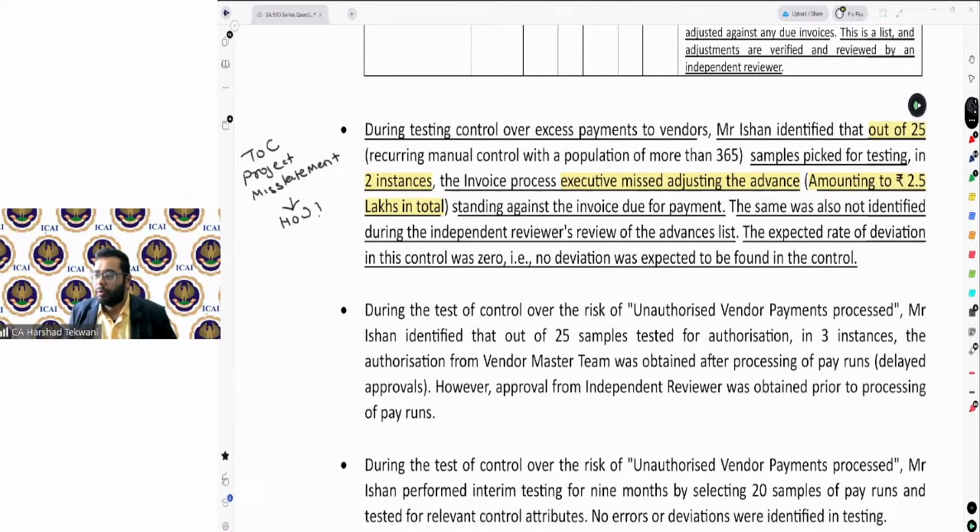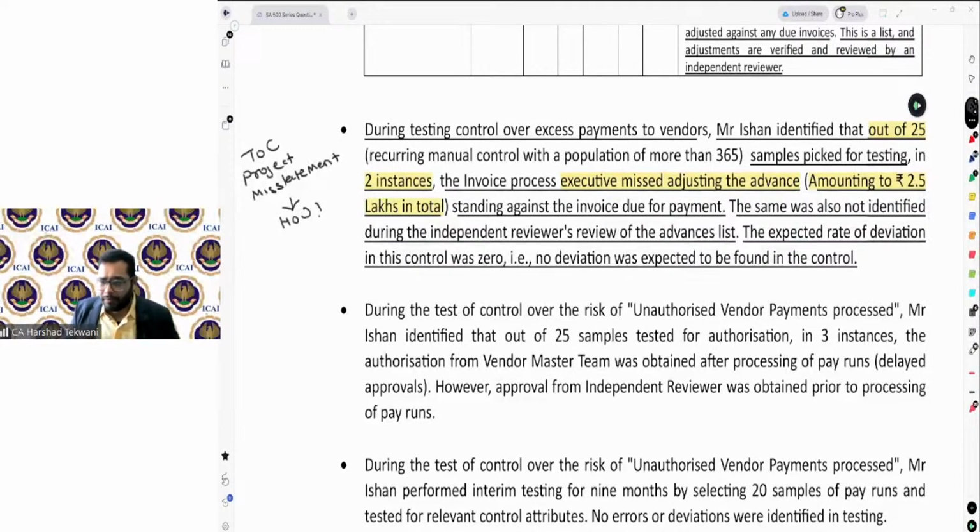Okay, so Ms. Prajapati, how will you project the misstatement like 2 identified from 25 samples? How will you project for that whole population? So I have identified 2 instances of missed adjusting the advance out of 25 samples, amounting to 2.5 lakh in total. How will I project this for the whole population?